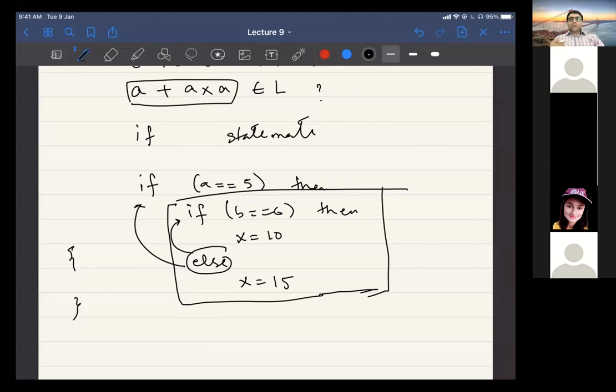So for that, we need to come up with rules in our grammar, which will enforce the use of braces to make a scope. So we can say that, okay, the scope is like this. So rather than, let me remove these lines.